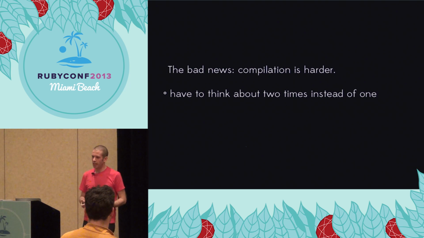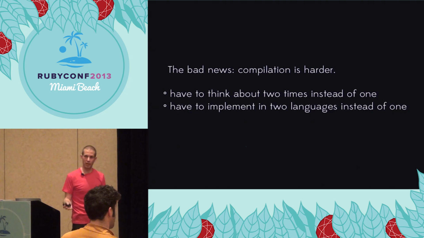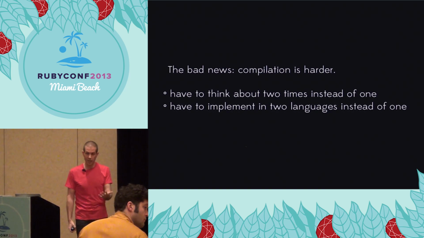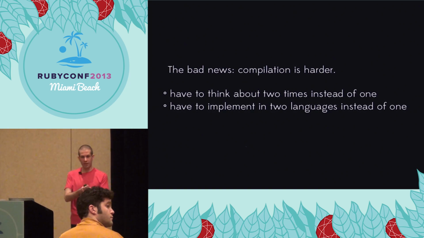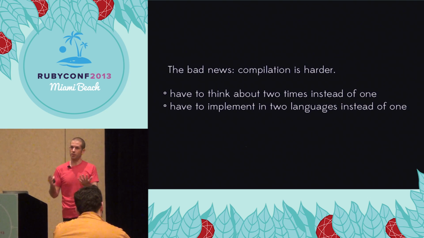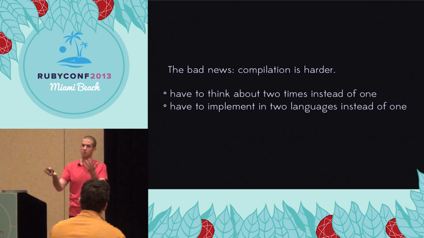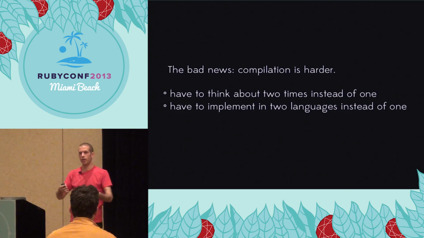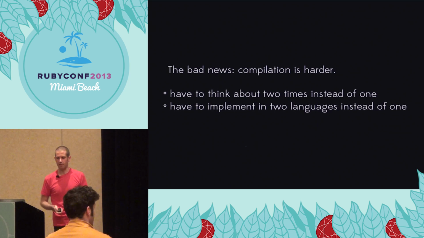So that's harder. You also have to implement in 2 languages instead of 1. With an interpreter, you're just implementing in the interpreter language. With that compiler I showed you, the compiler was implemented in Ruby, but what it did was generate some JavaScript code. So to write the compiler, I was actually writing in 2 programming languages kind of intertwined, and that's harder to kind of get your head around.